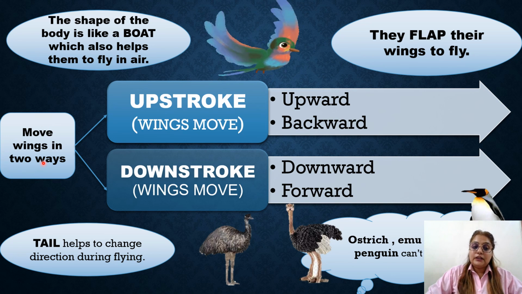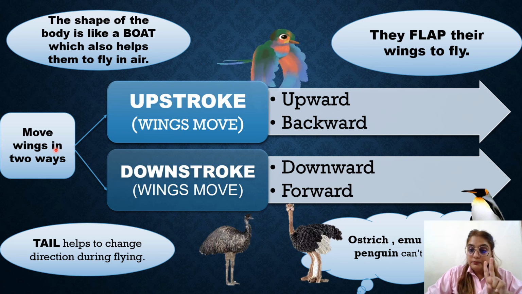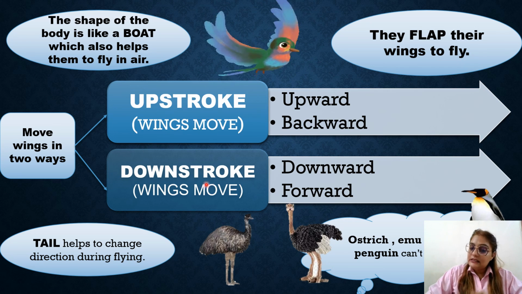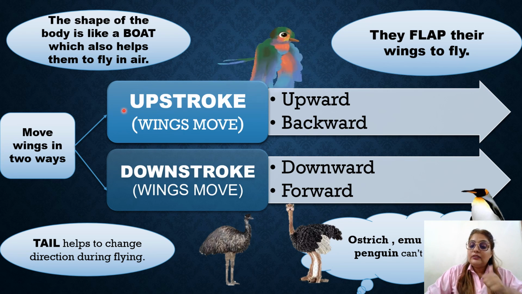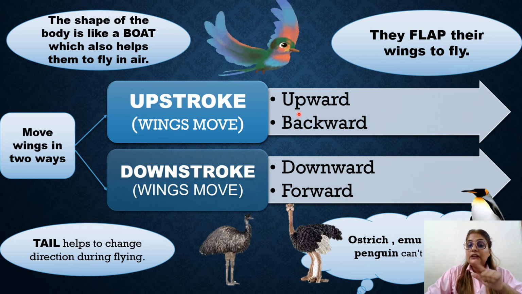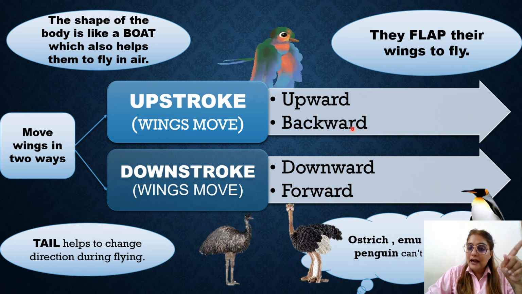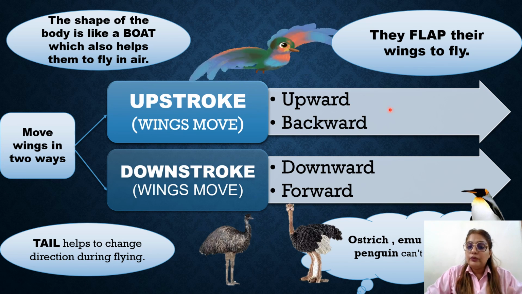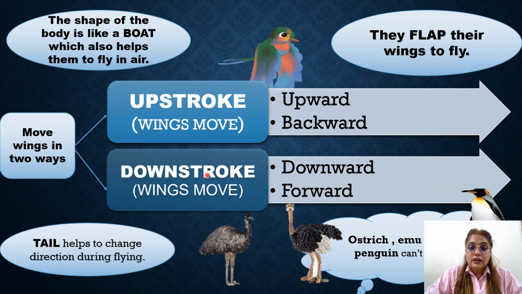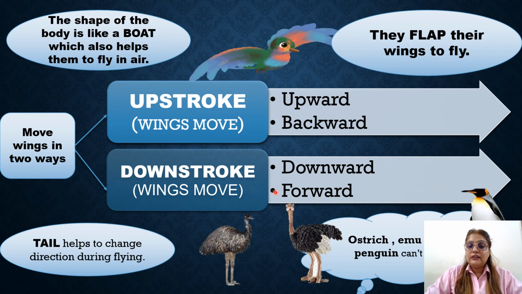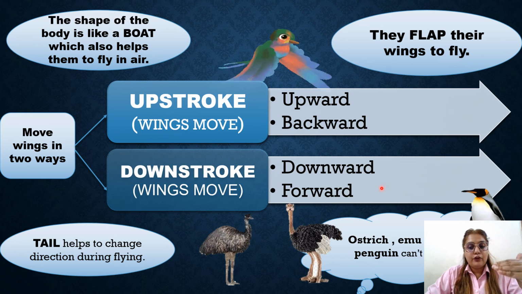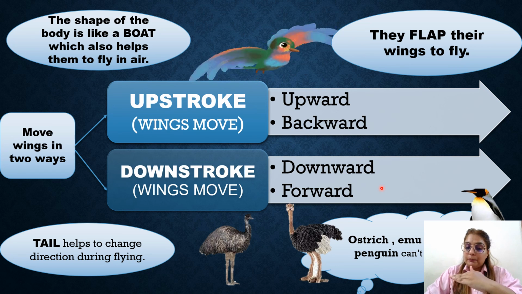So now the wings move in two ways. Birds' wings move only in two ways. One is upstroke and downstroke. Upstroke means moving the wings upward and backward. And what do you mean by downstroke? Downstroke means moving the wings downward and forward. Downward means down position and forward means in forward position.